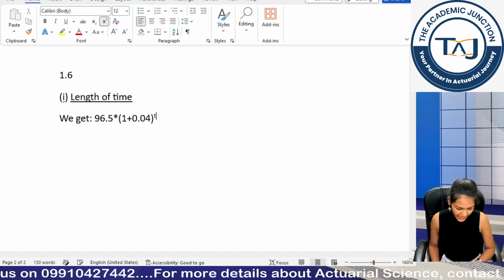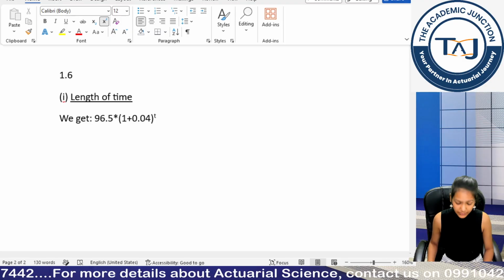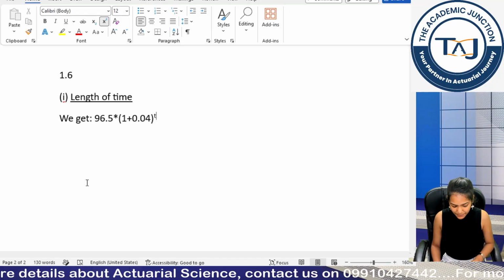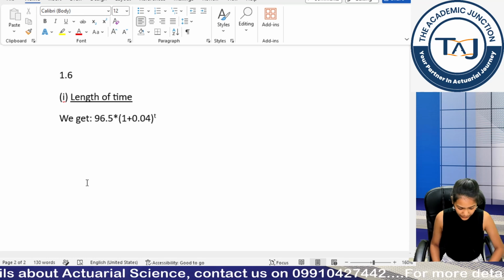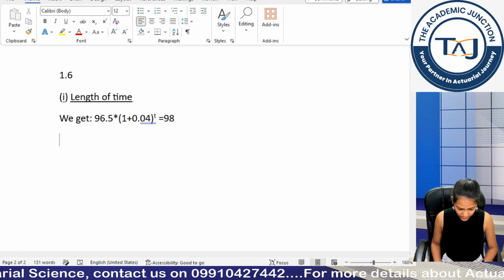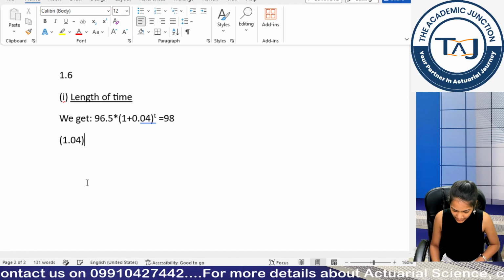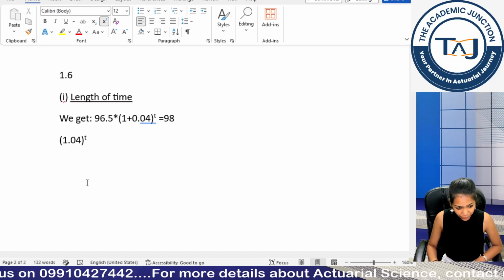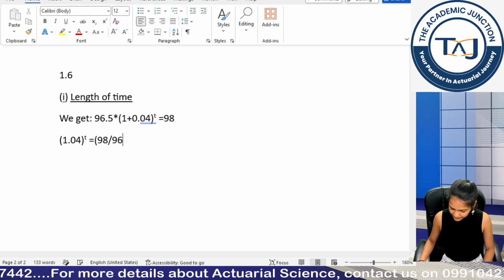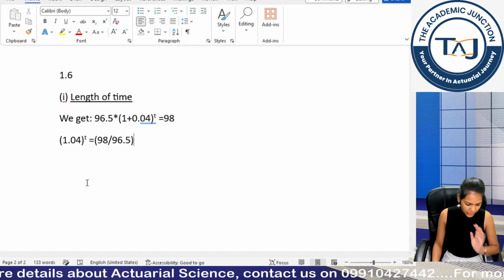Then we write time. Let us consider this time in years, sorry. Then to come back to the normal script from a superscript, we again press Control Shift plus. Now this is equal to 98. So we can shift our 96.5 to the right hand side. What we are left with is 1.04 to the power t, Control Shift plus to come back to normal script, equal to 98 by 96.5. This I am showing is normal mathematical typing. Next question I will be doing from the equation editor, so don't worry.